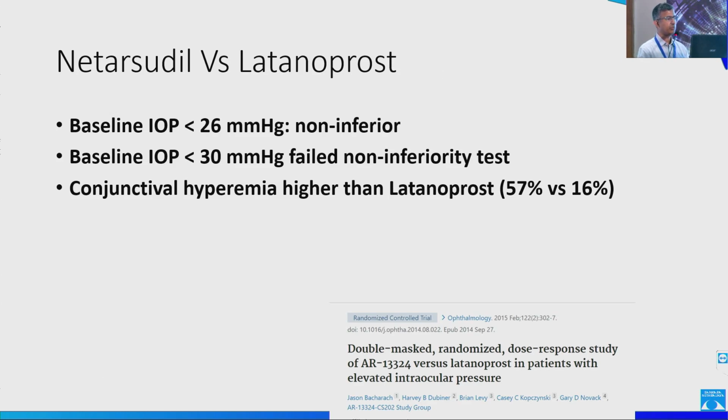Now compared to latanoprost, if the baseline intraocular pressure was less than 26, it was non-inferior. If the baseline intraocular pressure was less than 30, once you included patients with slightly higher pressures, it failed the non-inferiority test, meaning that latanoprost was a little better. And conjunctival hyperemia was almost 4 times higher than with latanoprost.